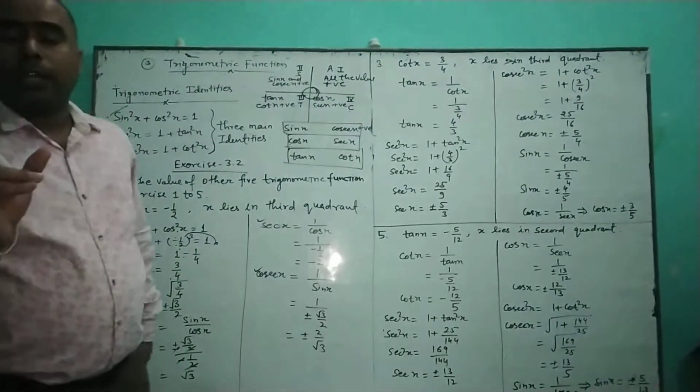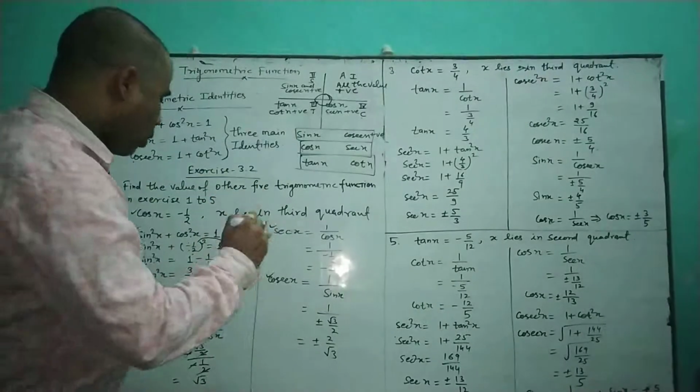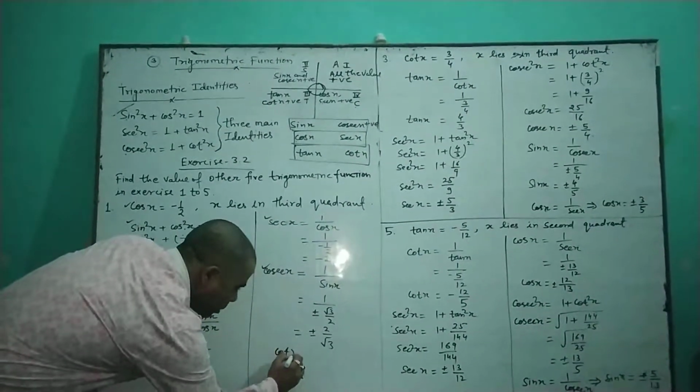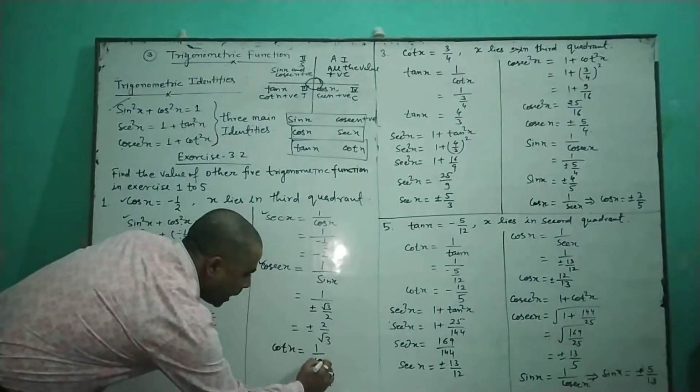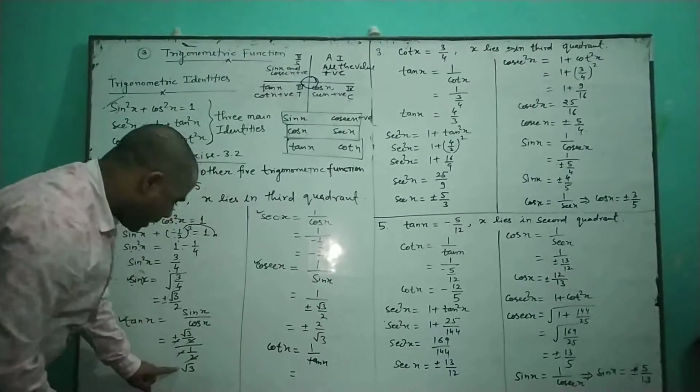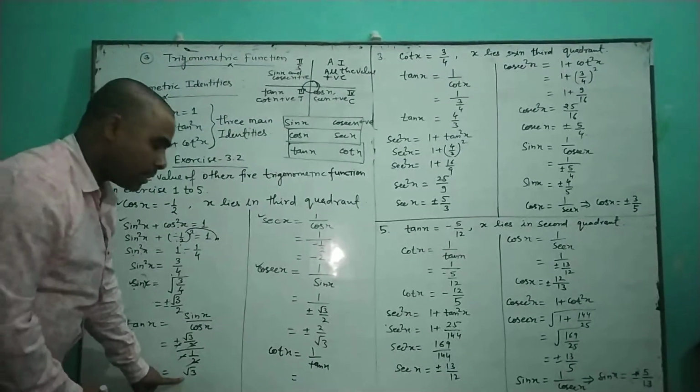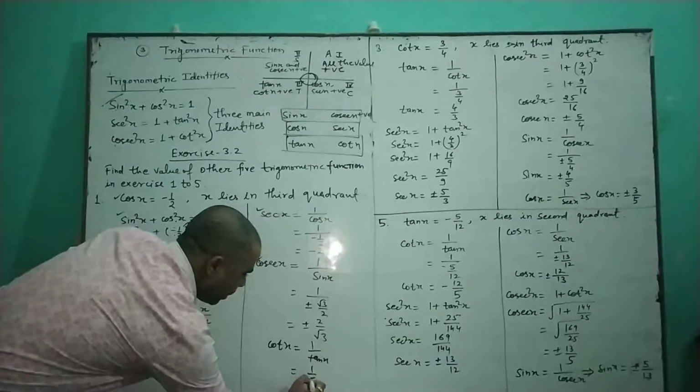One more. The reciprocal of tan x will be cot x. It means cot x is equal to 1 by tan x, and the value of tan x is root 3. So we get 1 by root 3.